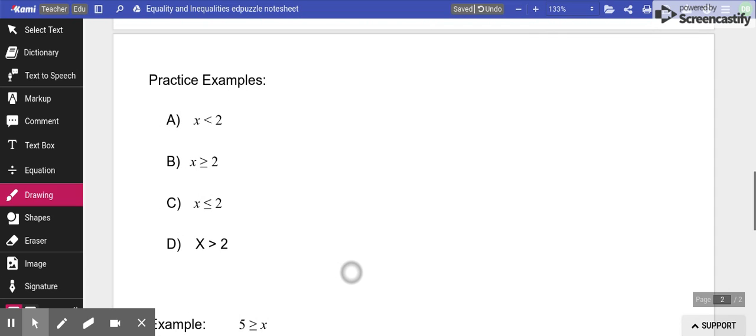Okay, let's look at this next set of examples. On a piece of paper, sketch what you think the graphs of these solutions would be. Pause the video first to do this, and then come back when you have finished.